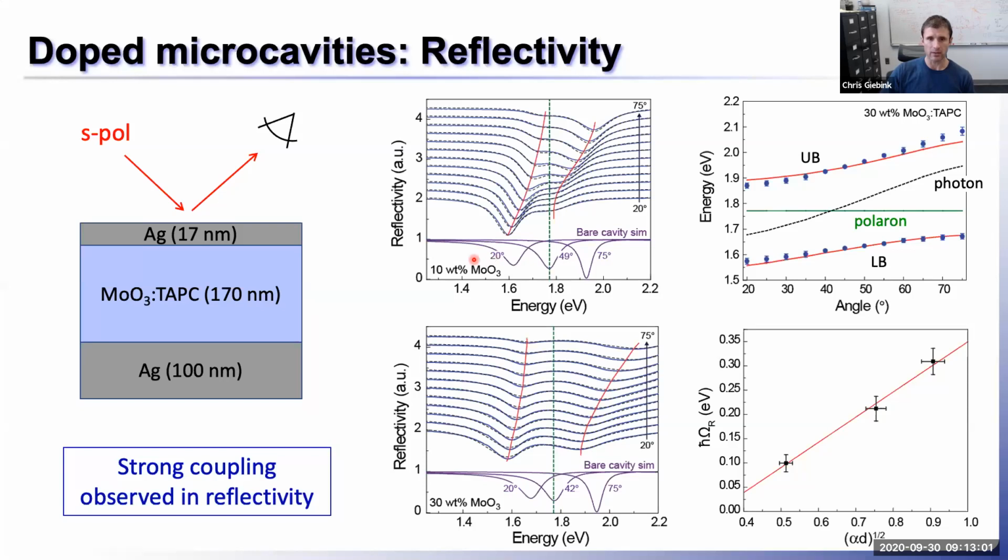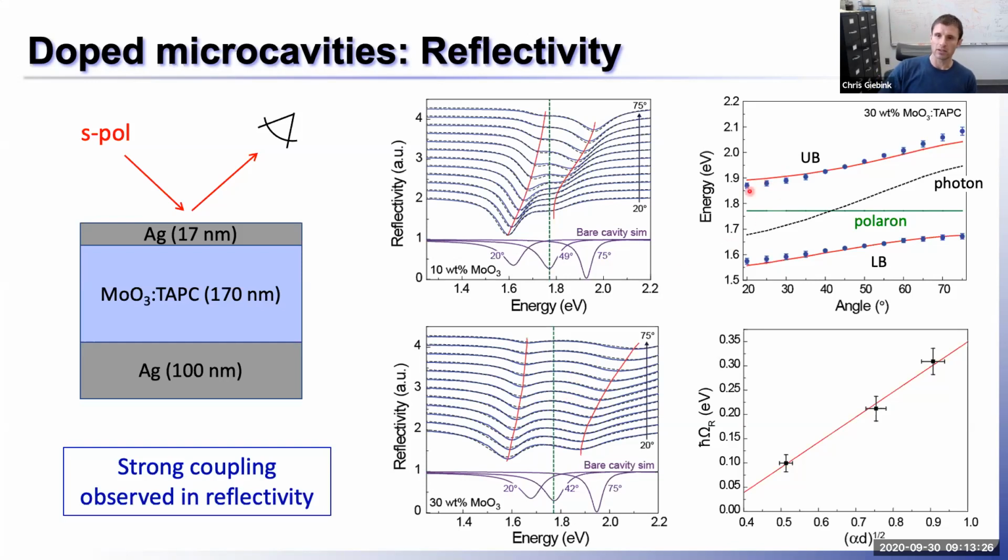So for a 10 weight % moly oxide film, you start to see the onset of the anti-crossing in the dispersion as we measure reflectivity as a function of angle, increasing, going up. And then if we increase the concentration of the moly oxide, we still see both of those polariton branches, but the splitting between them has increased, as we expect from increasing the absorbance.